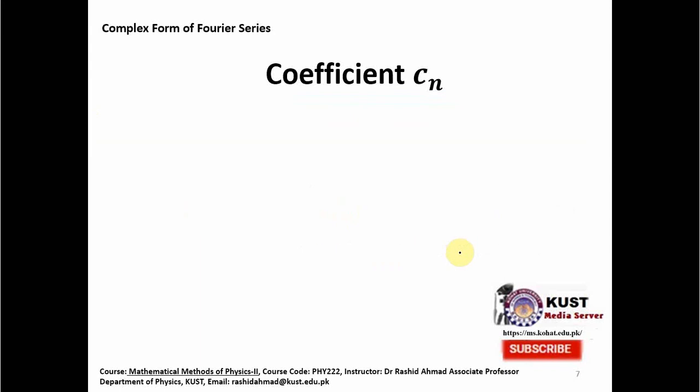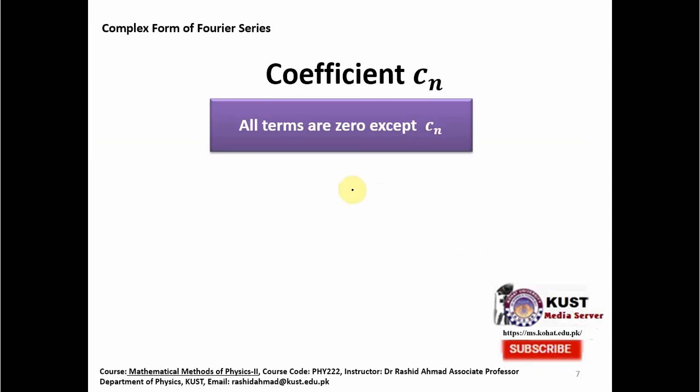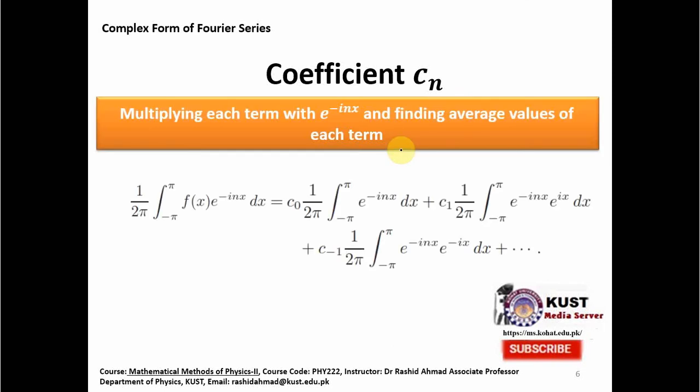And what we get is that all terms are 0 except cn. That is because we have multiplied with the cn. Remember, if you multiply with e raised to power iota 1x, then the 1x term will not be 0, and all others will be 0. And if you multiply with e raised to power iota 2x, then the 2x term will not be 0, and so on.